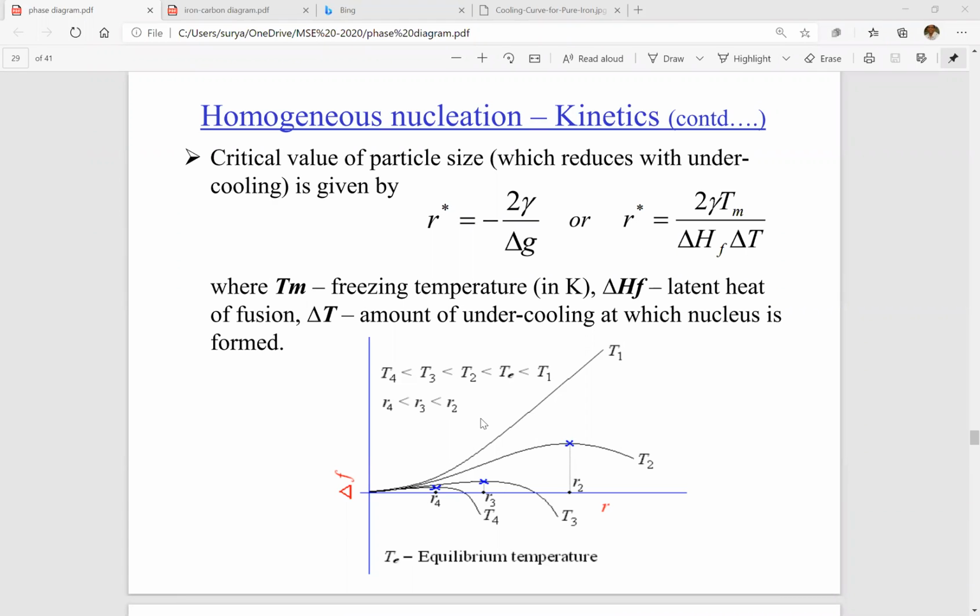So as I said, with the decrease in temperature, the critical radius of the particle decreases. At the T2 temperature, this is the critical radius, R2. At the T3 temperature, the critical radius is R3. And at the T4 temperature, you can find the radius decreasing further. That will be R4. This is R2, R3, and R4. With the decrease in temperature, we find the critical radius of the particle decreases.